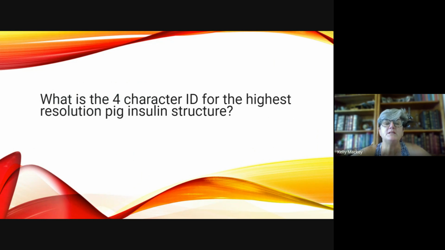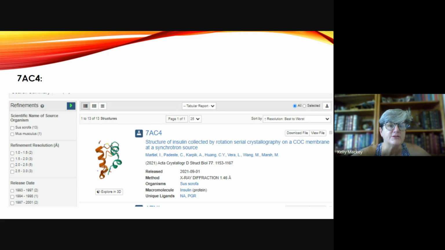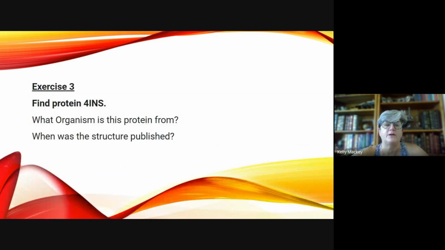The 4-character ID for the highest resolution of pig insulin, same thing. So now you have to click the Sus scrofa over here and then run your search. And again, going over to this area over here, you select from the drop-down menu, instead of newest to oldest, the best to worst, and the best resolution pops up. And that's how we found out that resolution is 1.46 angstroms. I think I have it there, but I covered it with my graphic.